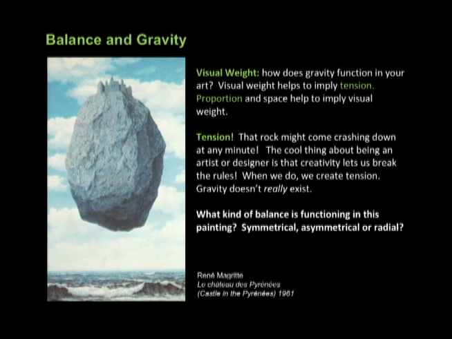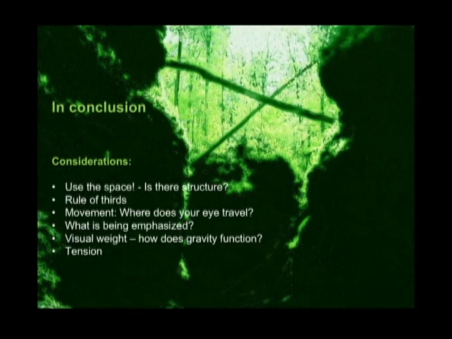So, in conclusion, a bunch of things to think about as you compose your sketches for this assignment. Use the whole space. Think about structure. Think about the edge of the picture plane. You might consider the rule of thirds. That's not a requirement, but if you're having trouble breaking away from symmetry, that is a really good exercise to get you going. Always think about movement. This is something that we'll never outgrow, we'll never leave behind. Don't forget what you learned in assignment 2. Don't forget where you want the viewer's eye to travel.